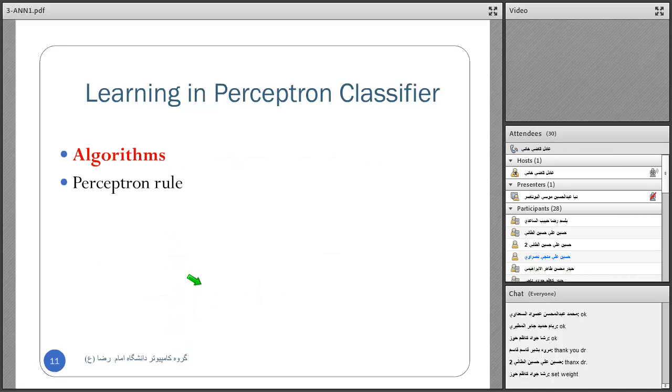Okay, there are different algorithms that we could use for learning in the perceptron. There are many algorithms for training and learning in the perceptron. But here we are talking about an algorithm named the perceptron rule. Perceptron rule is an algorithm that we could use for learning in the perceptron classifier.